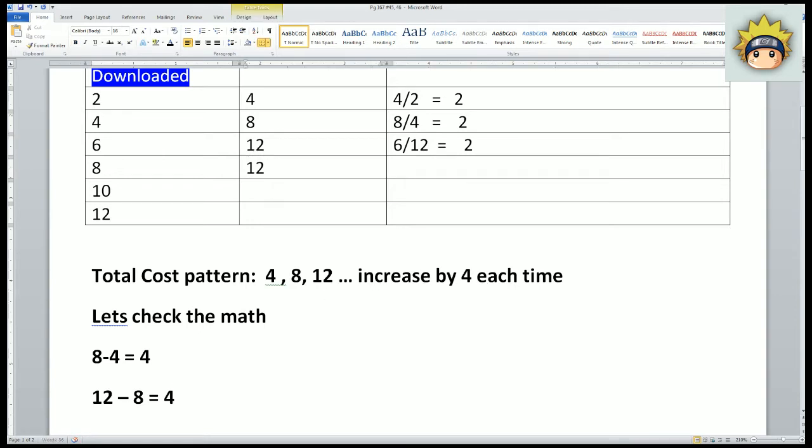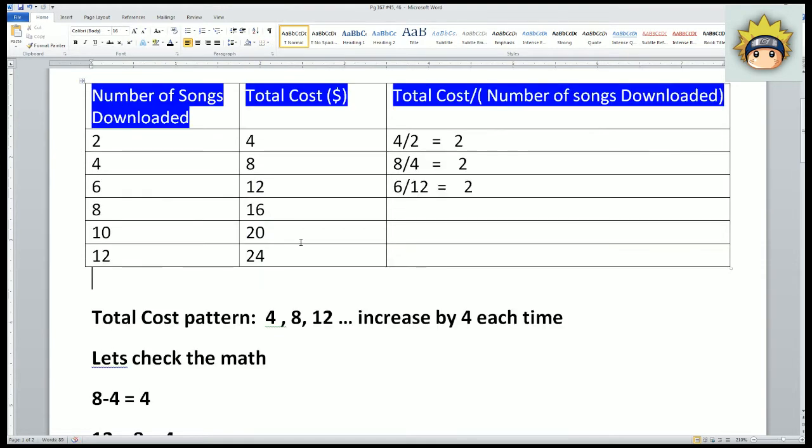So 12 plus 4 equals 16. That's where I got here. 16 plus 4 is equal to 20. That's how I got 20 here for the second one. Then 20 plus 4 equals 24. Okay, that's how I filled in all these numbers.